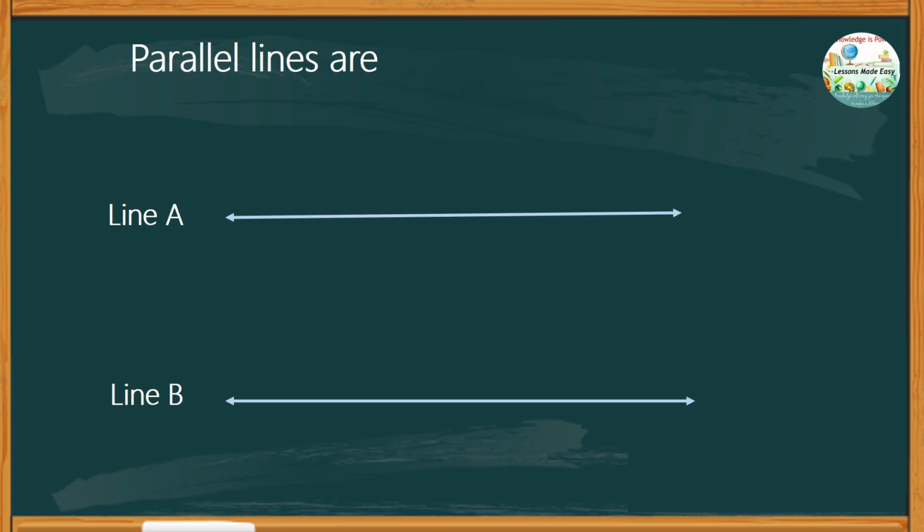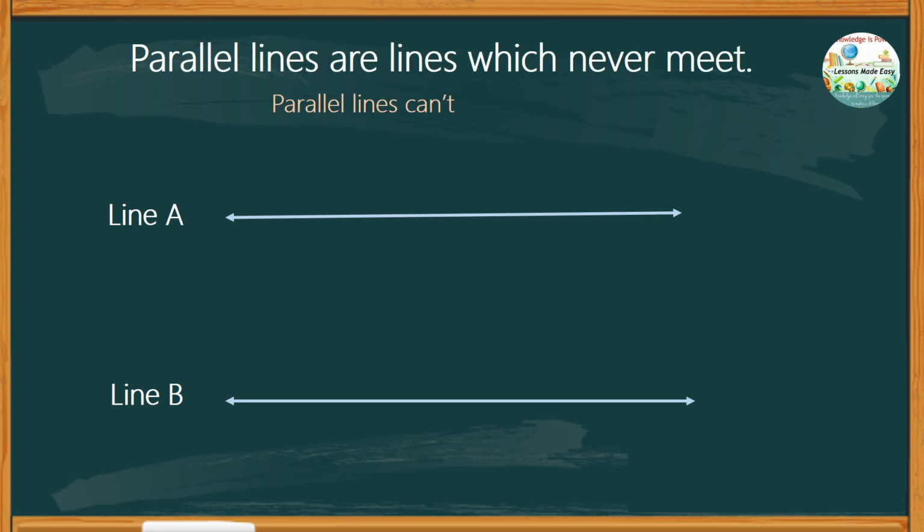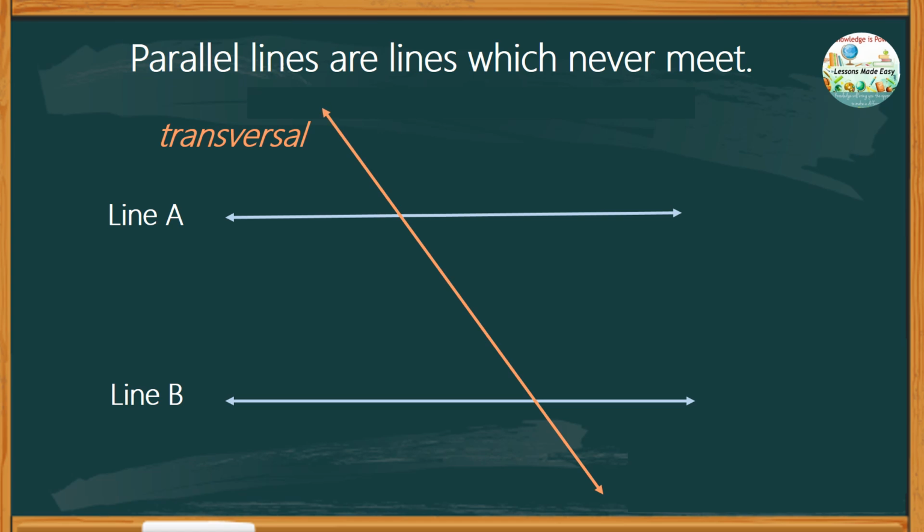Parallel lines are lines which never meet. It's not possible for parallel lines to create angles. However, when a line called a transversal crosses a pair of parallel lines, angles are formed at two distinct points. In fact, not just one, but many angles.